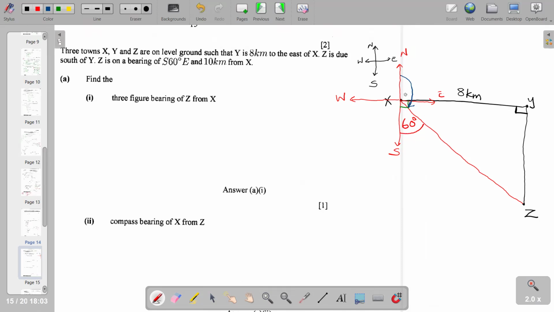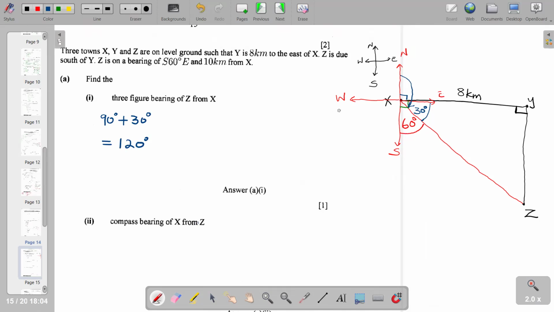And we established that here it's 60 degrees. So it means we can determine the size of this angle here, because here it's 90 degrees. So here it's going to be 30 degrees. And we know that here there's 90 degrees. So the bearing of Z from X is going to be this 90 plus this 30. So that bearing is going to be 90 degrees plus 30 degrees, which is going to give us 120 degrees.